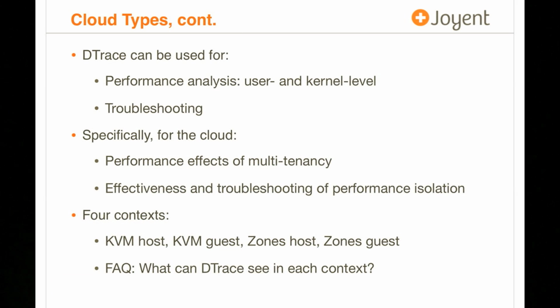DTrace itself can be used for performance analysis, user and kernel level troubleshooting. Specifically for the cloud, it can address the performance effects of multi-tenancy, and the effectiveness and troubleshooting of performance isolation. One of the biggest performance issues for people running clouds is other tenants doing particular workloads: they're using CPU, performing disk I/O, performing network I/O. We have various ways to isolate the performance of those tenants. How effective is that? If I'm logged into my guest and I experience a performance issue, is it because a neighboring tenant is performing a backup or a benchmark?